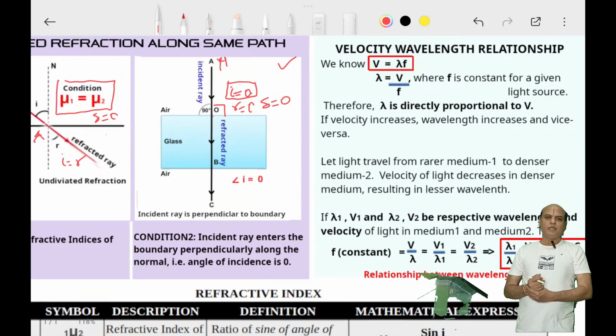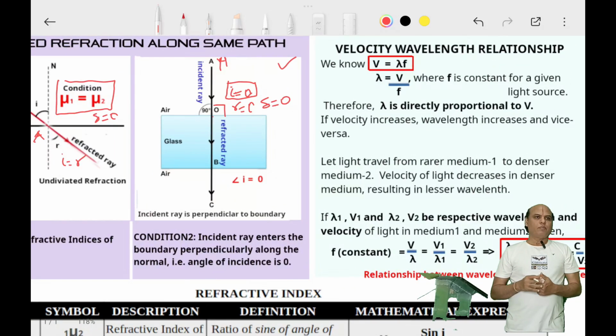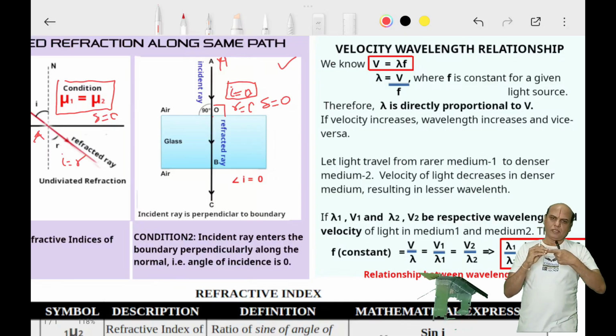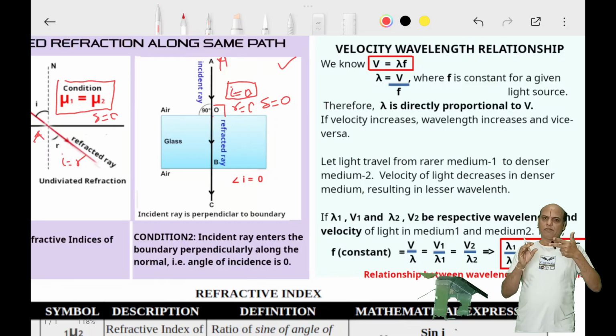In the previous session, we also saw the basic properties of light: wavelength, frequency, velocity. We saw that for a given source of light, frequency is constant. It doesn't change. Even though light moves through 10 different optical media, the frequency remains the same. Now wavelength and velocity are the two parameters that keep changing as the light travels through different media. Wavelength and velocity are directly proportional. Like if the wavelength is high, the velocity of light will be high.